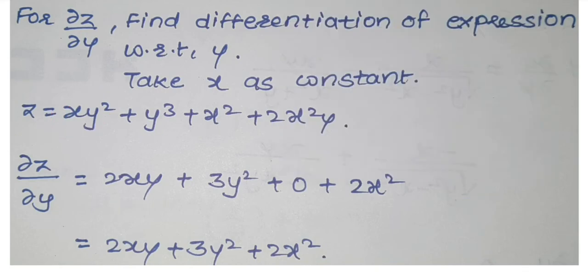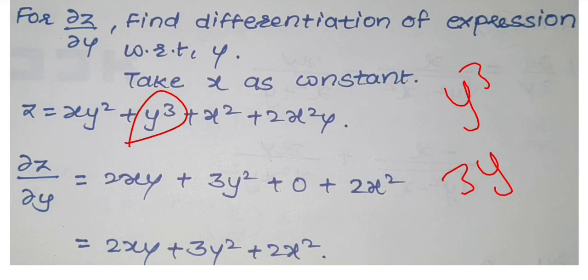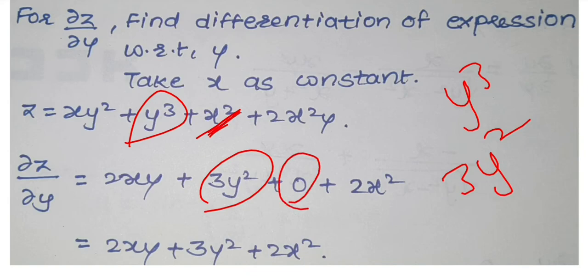Now y cube, y is a variable, so differentiation of y cube will be 3y square. So we get 3y square. X square, we know x is a constant here, as we are differentiating with respect to y, so x square is a constant and its differentiation will be 0.